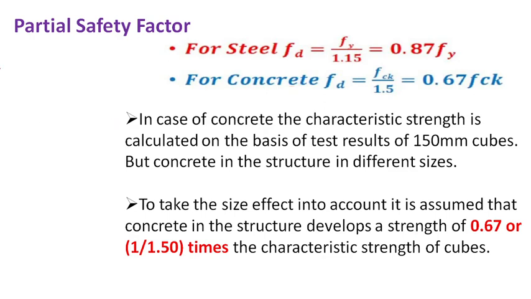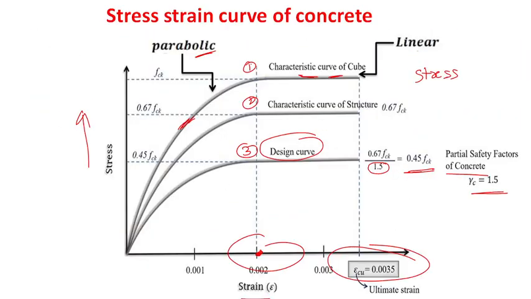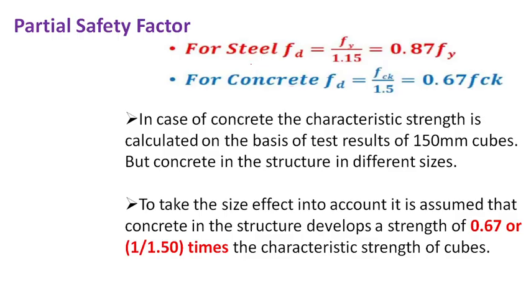Now, the partial safety factor for the steel. We have just completed this one, right? Now we will see the partial safety factor for the steel, that is Fy divided by 1.15, because Fy is the material strength and 1.15 is the partial safety factor. How much did you get? 0.87 Fy. For concrete, how much? FD, the design strength, is FCK divided by 1.5, you got 0.67 FCK.